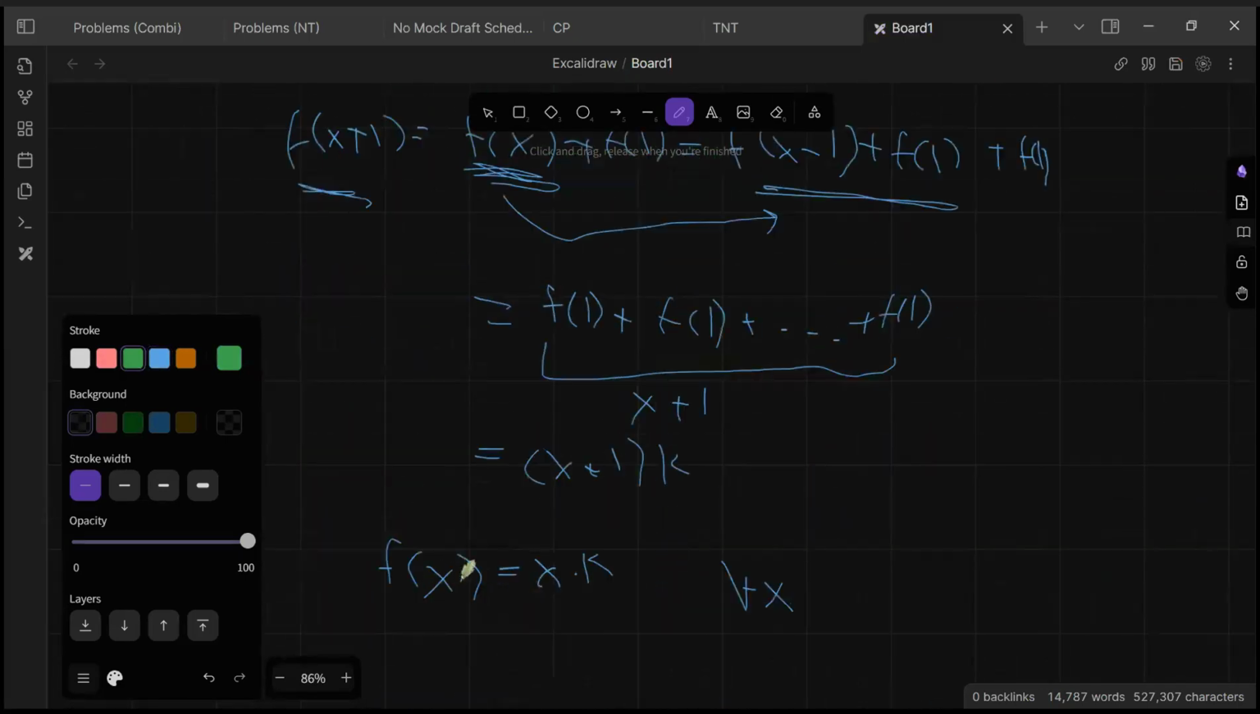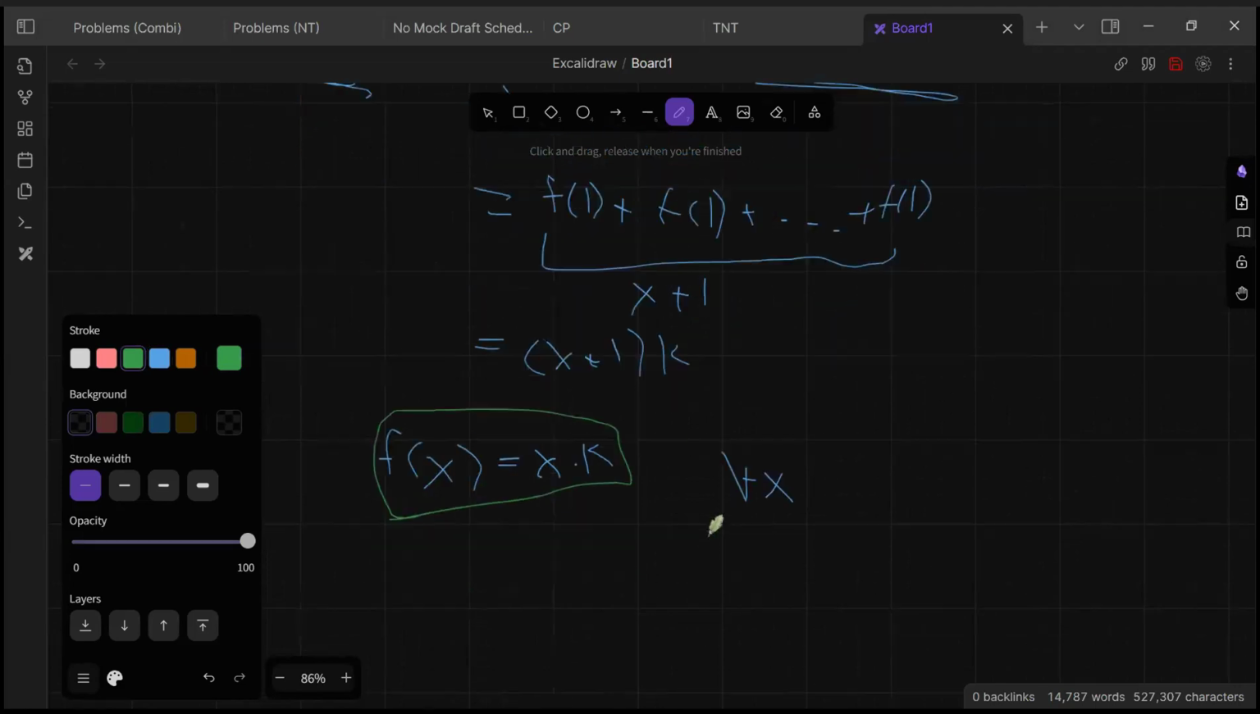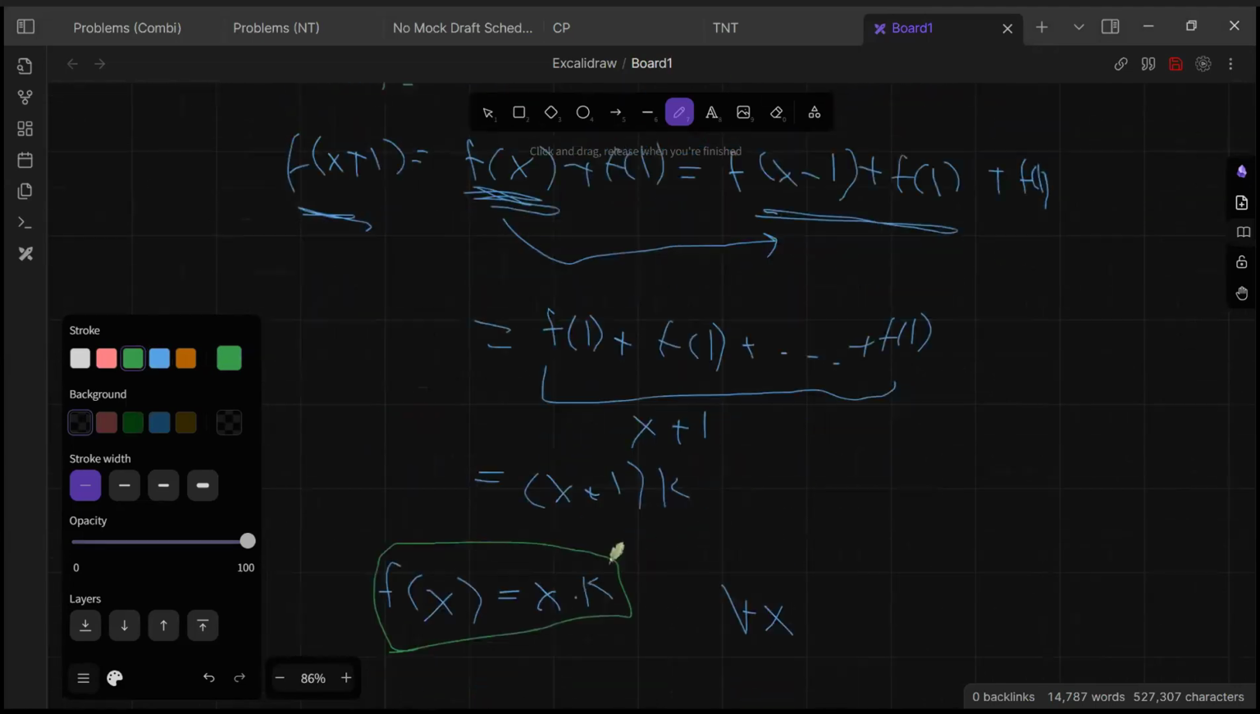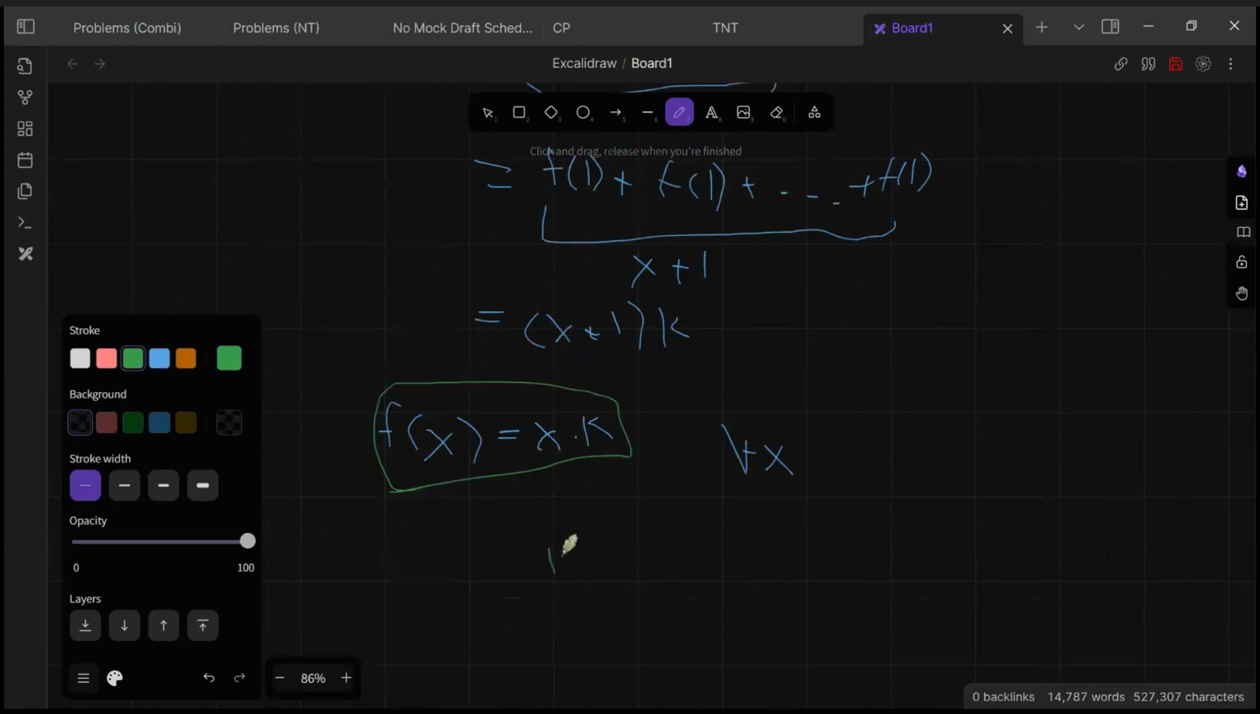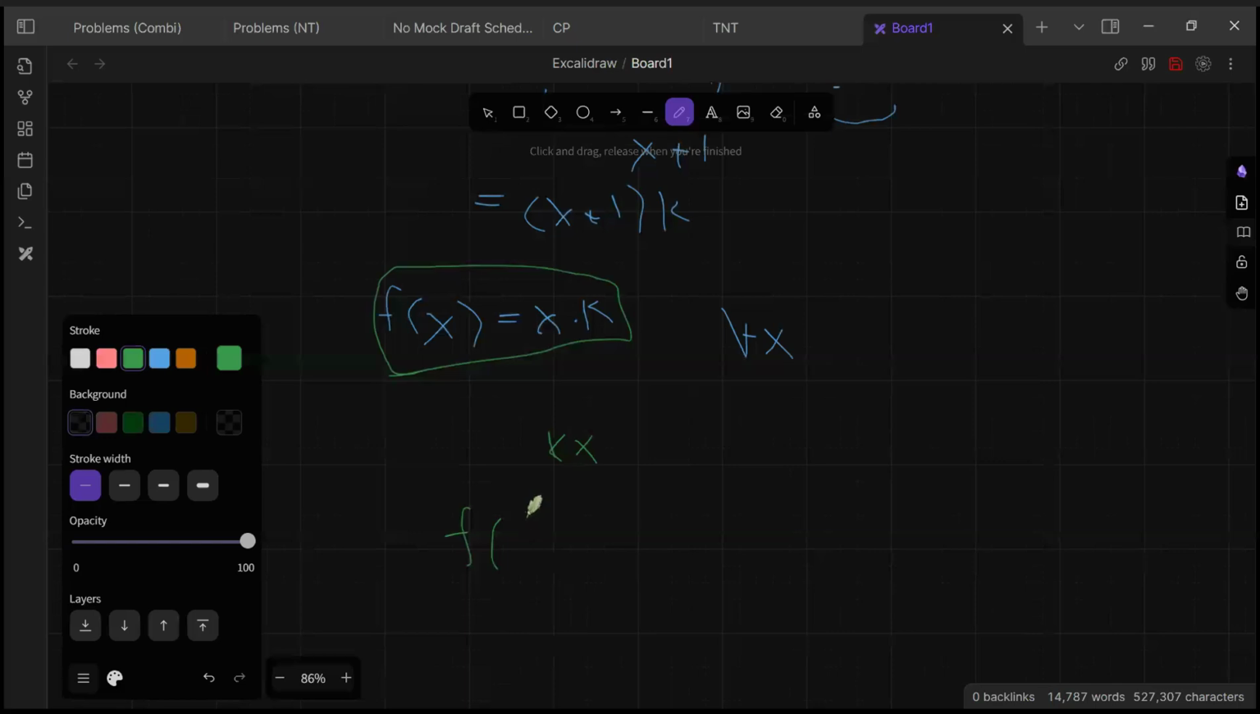So an important thing to check when we are solving functional equations is to check whether the functions we are obtaining actually work or not. So in this case, yes, we have kx where k is constant. So if we plug this back in, we get f of x plus y. This we want to be equal to f of x plus f of y.